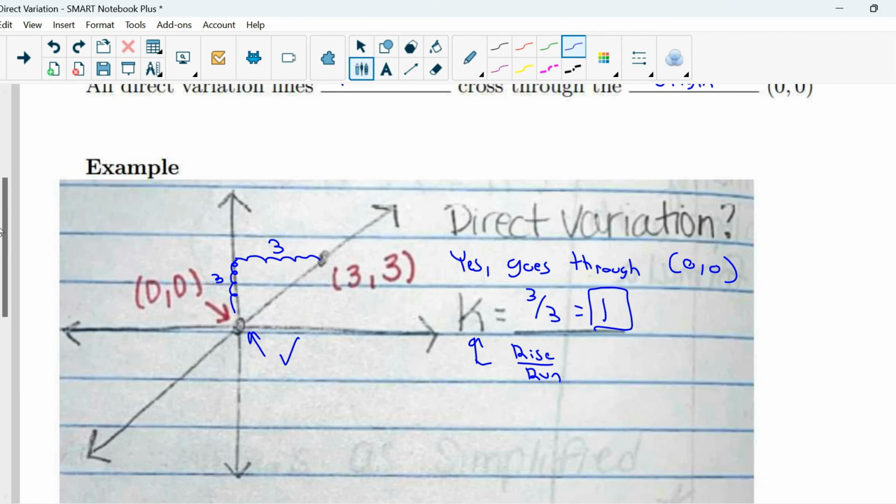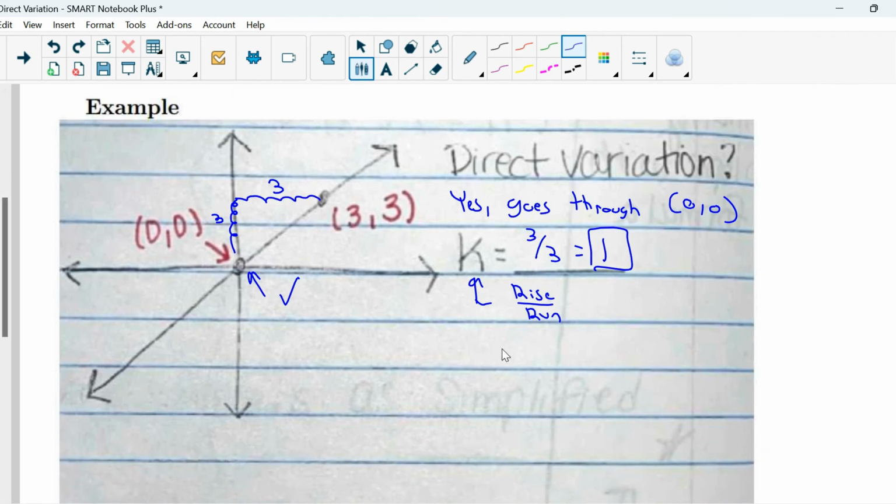Okay, if we were asked to write a formula for this, remember we have y equals kx. So our formula would be y equals k, which is 1, times x. That is a direct variation equation.